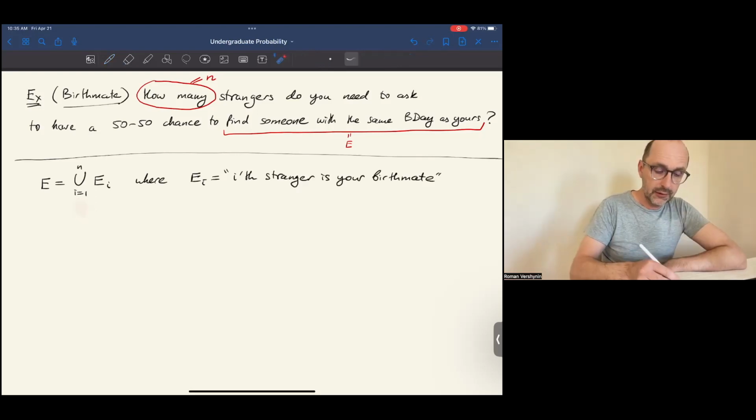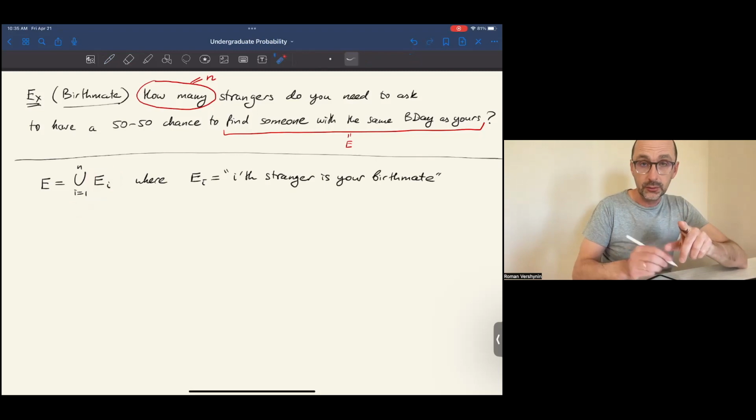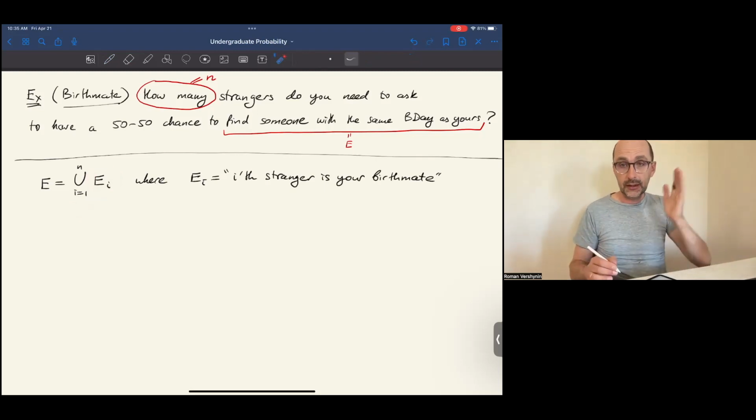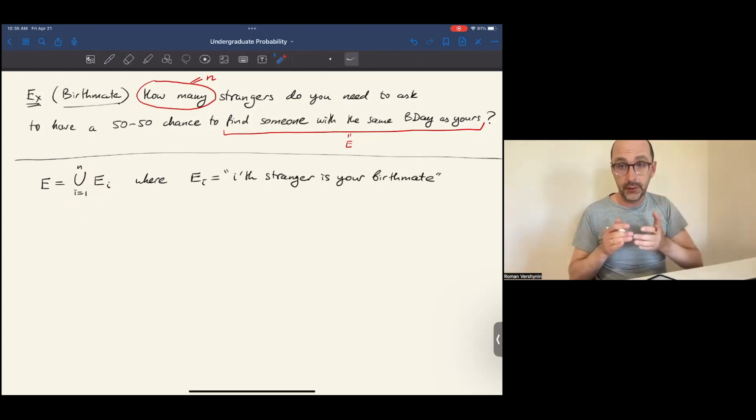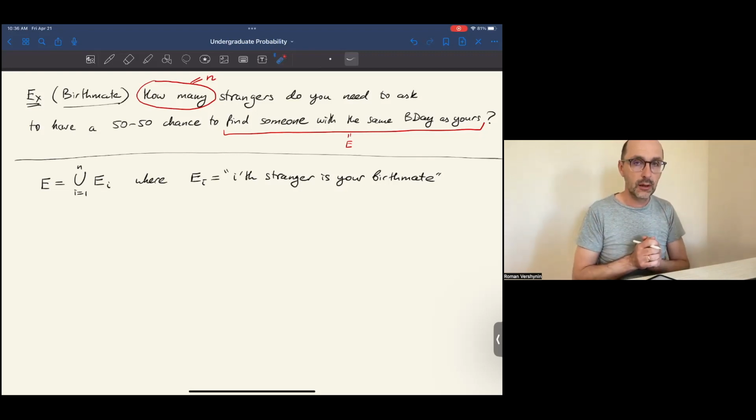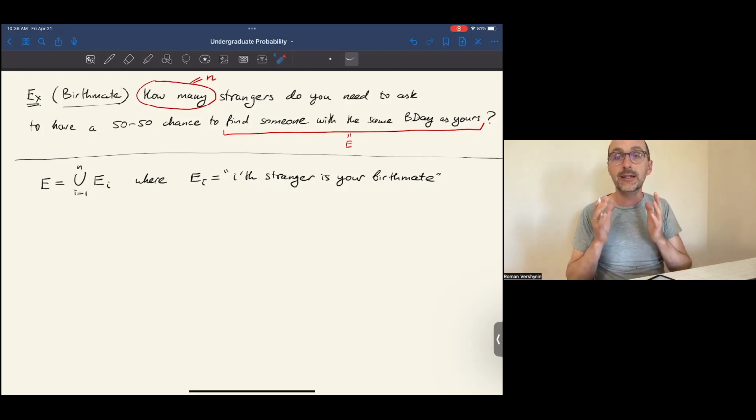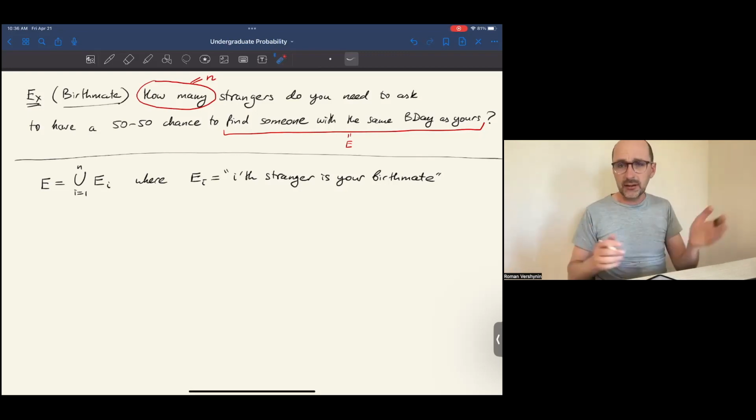Are these events mutually exclusive? Think about it. No. It could very well be that, let's say, the 5th stranger you ask and the 10th stranger you ask are both your birthmates. You all three share the same birthday. So these events are not mutually exclusive. What do we know about them? The events E_i are independent. And that's because we assume that we ask independent strangers.